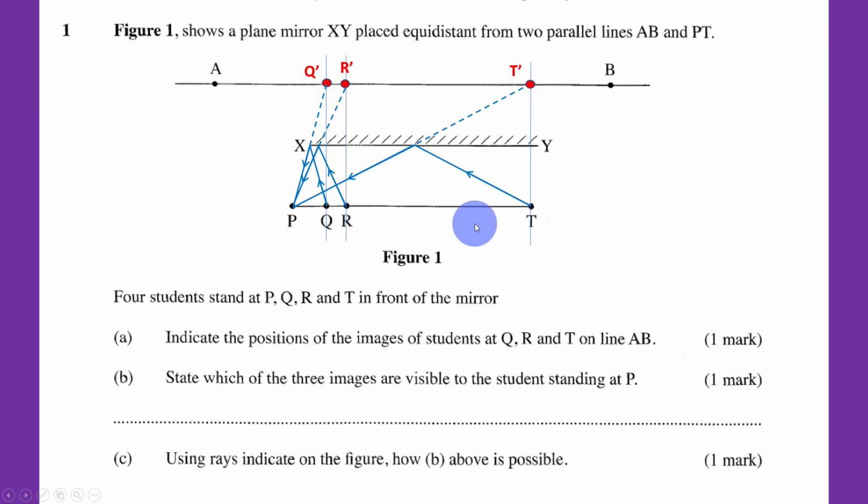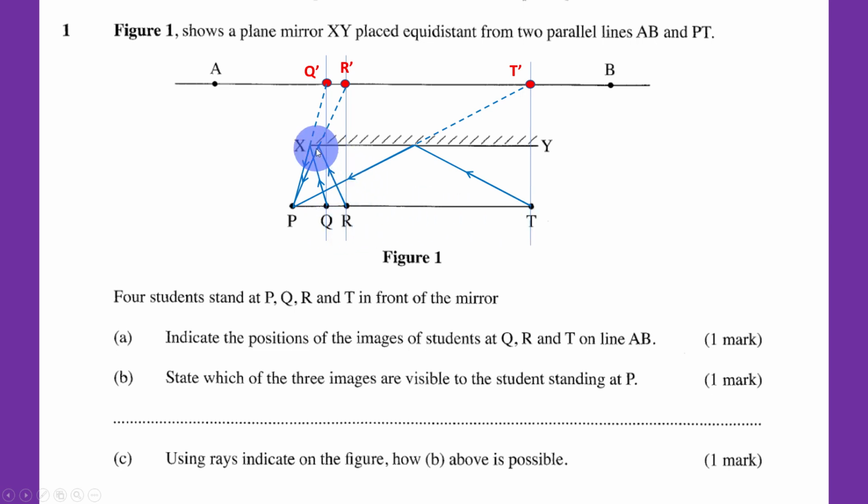R, and T, and you can see that for all of them, once I've determined the position of the image, I just need to draw a straight line from there all the way to the eye. I'm going to dot this line here because these rays are virtual, but this is going to be continuous, showing that this is the incident ray, this is the reflected ray. So it's possible to see images of student Q, R, and T.